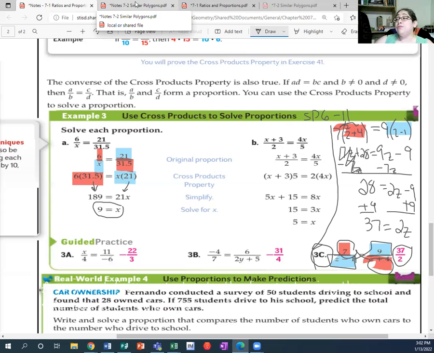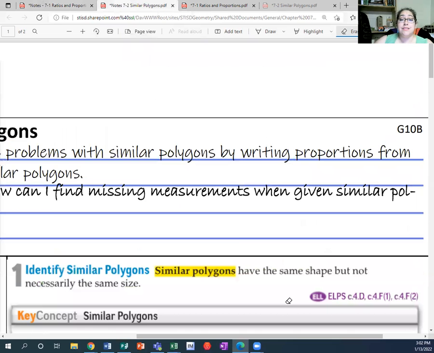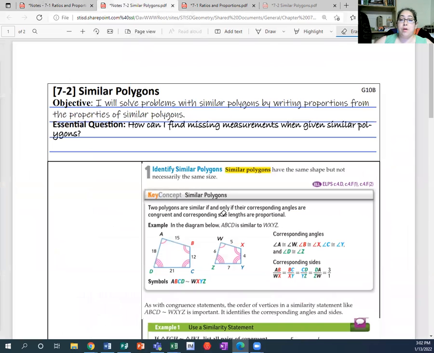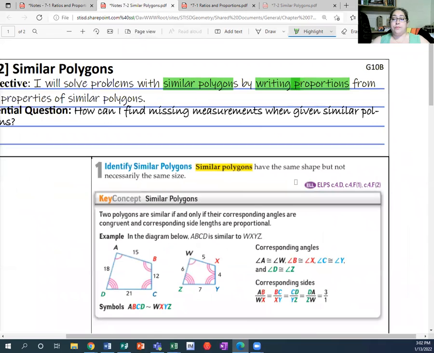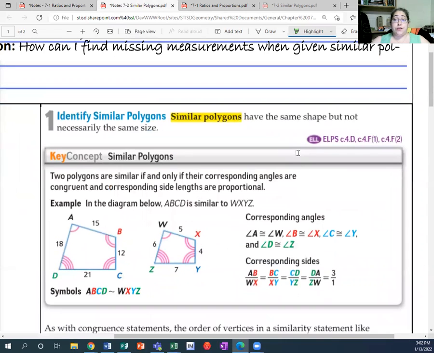Cool. Let's use these proportions on similar polygons. So going into section 7.2, where we're talking about similar polygons, notice in our objective, we're going to be solving problems with those similar polygons, and we're doing that by writing proportions. So we're back to the whole proportion thing, and the skill that we just learned how to do is definitely coming into play here. But first, let's figure out what a similar polygon even is.